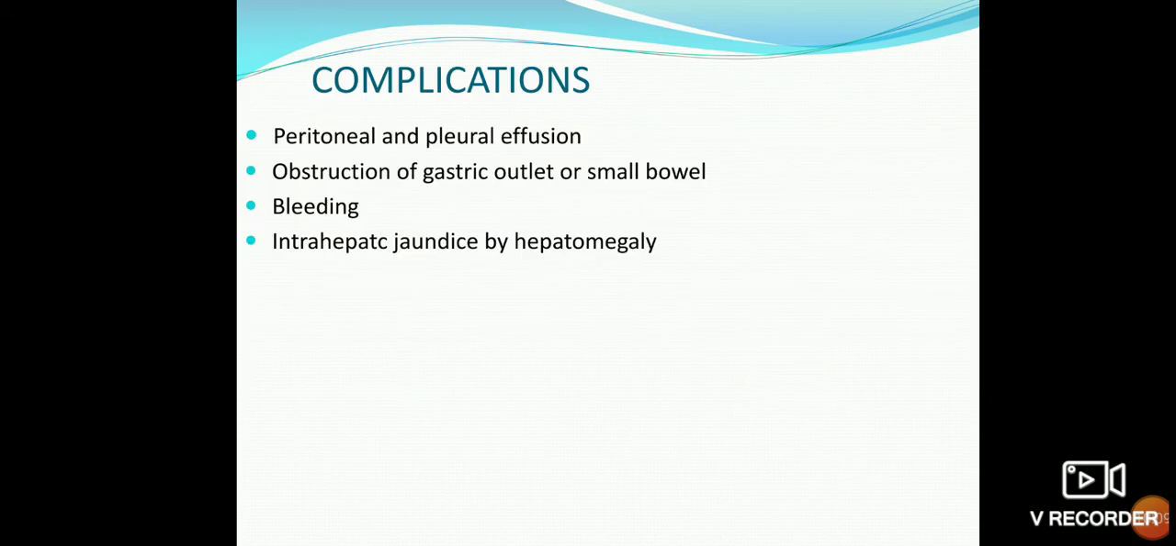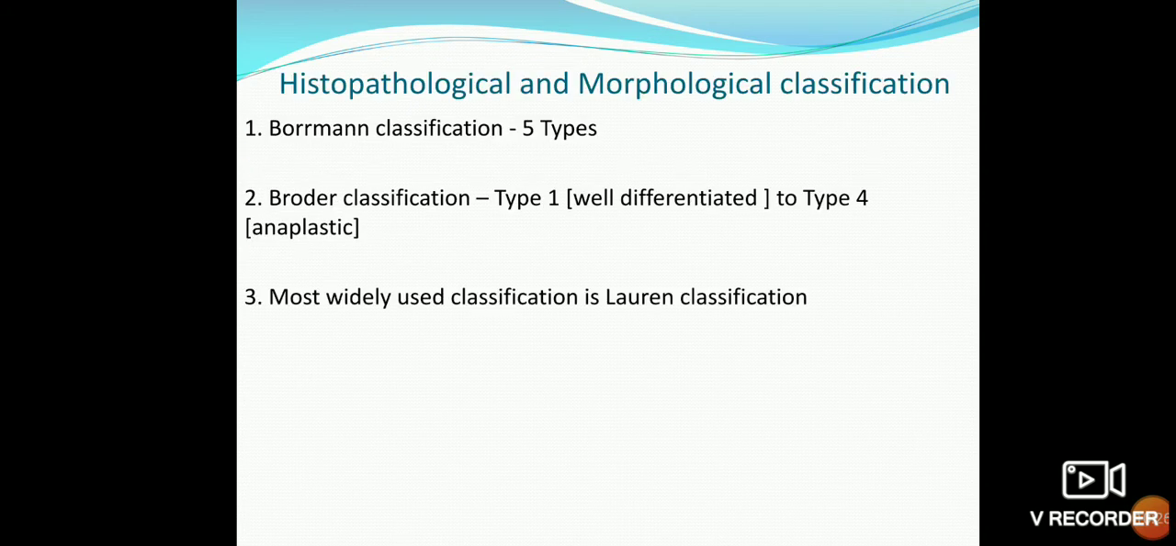Complications of gastric carcinoma: it can spread to the peritoneum and pleura and cause peritoneal and pleural effusions or ascites. Obstruction: it may cause obstruction of the gastric outlet or small bowel. It may cause bleeding. It may cause intrahepatic jaundice by hepatomegaly.